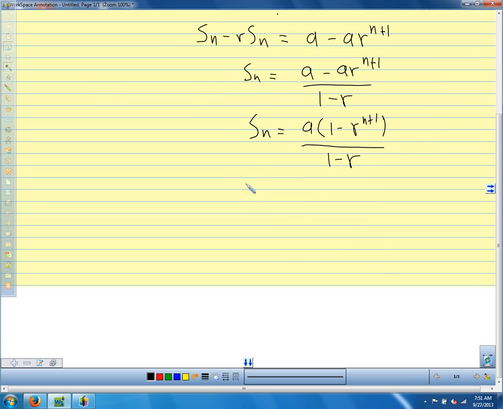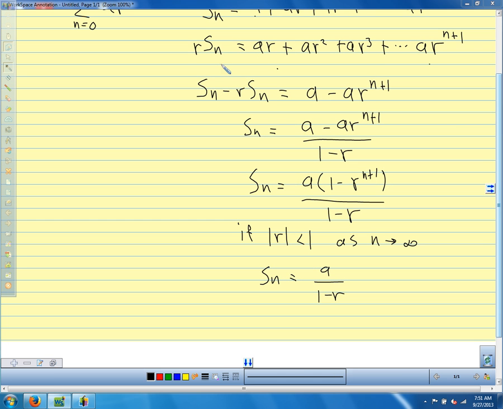If the absolute value of r is less than 1, as n approaches infinity, what is r to the n plus 1? What's the limit of that, if the absolute value of r is less than 1? 0. So as n approaches infinity, my nth partial sum is a over 1 minus r. So that's why that sum formula works out. And that's kind of a slick little proof.